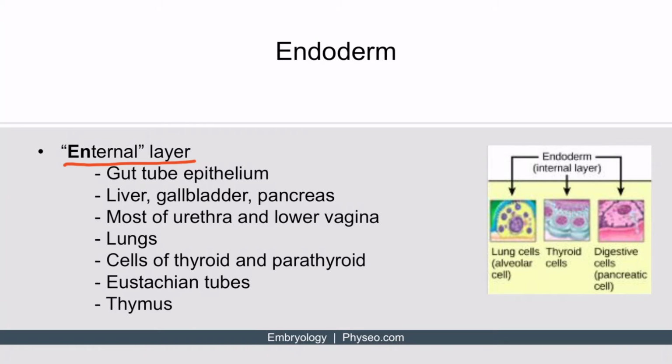The main structure that the endoderm forms is the gut tube, which we discuss more in our video on gastrointestinal embryology. This includes structures such as the gut tube epithelium, liver, gallbladder and pancreas, as well as other GU structures like the urethra and lower vagina. Additionally, the endoderm forms the lungs, including the alveolar cells, the cells associated with the thyroid and parathyroid glands, and finally the eustachian tubes and the thymus.